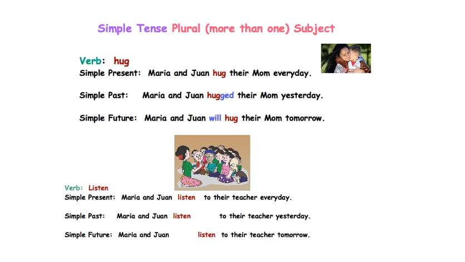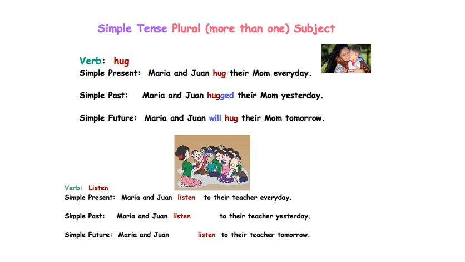So as we look at the simple present, we notice this time there is no S because the S is only present in the simple present tense when there's only one subject. Since there's two subjects, there is no S at the end of the word hug. Maria and Juan hug their mom every day.